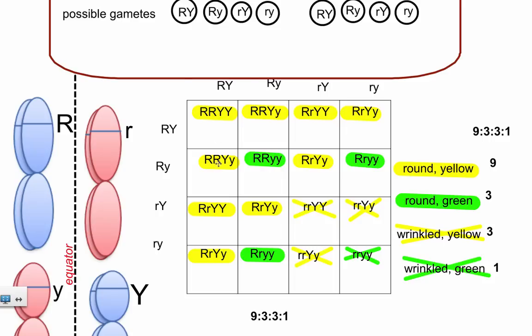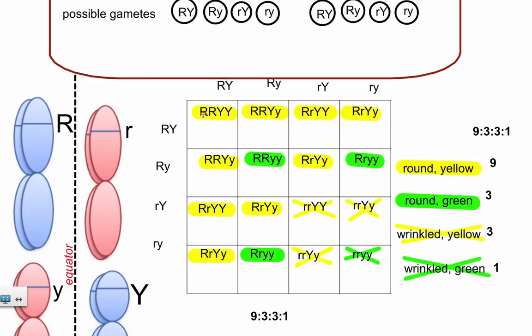It turns out all of these with this rounded yellow highlighter type thing have the characteristics of round and yellow, right? Big R, big Y is present in all of them, round and yellow. These ones that are green are round and green, round and green. These ones that are crossed out right here are wrinkled and yellow. Little r, they're all homozygous recessive for little r, wrinkled and yellow. And there's only one that has both of the recessive characteristics.